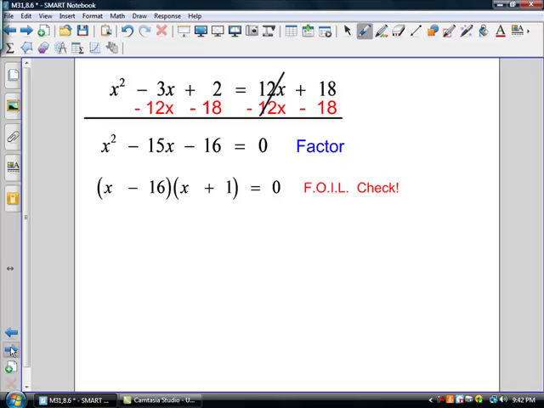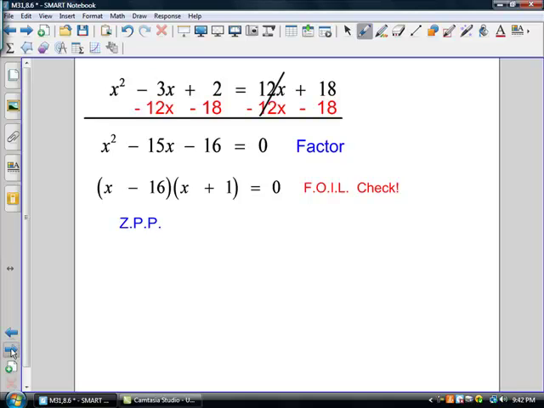After factoring, be sure to do the FOIL check. That is, the outer product is plus 1x, the inner product is minus 16x, and the sum of these product terms is minus 15x. And minus 16 times positive 1 is minus 16.